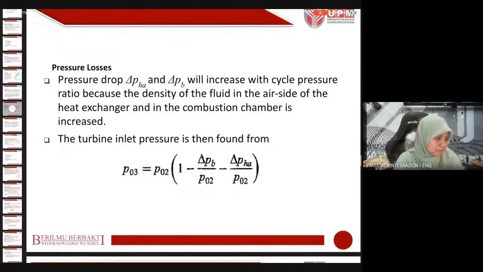The same calculation just now, we can also rewrite it in terms of this, just to link PO3 with PO2, the inlet and outlet of the combustion chamber. So it is the same as the equation previously. It's just that here we link PO3 as a function of PO2, which depends on the PO2 inlet of the combustion chamber.